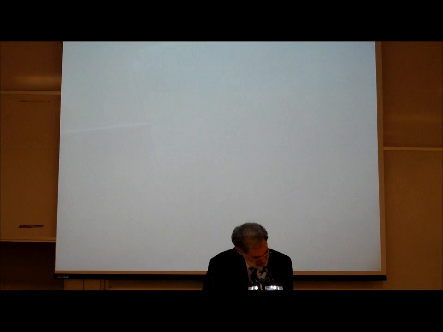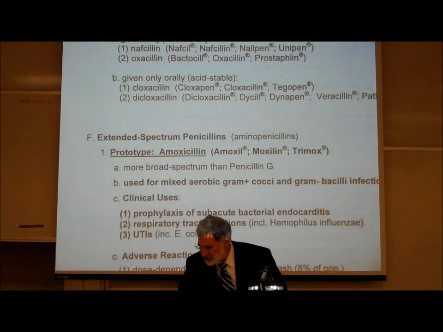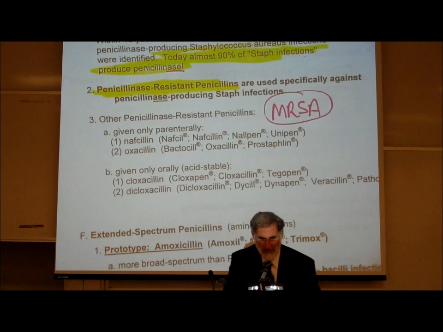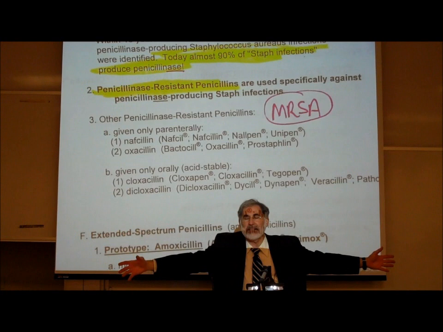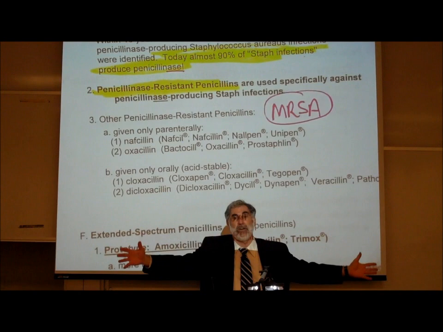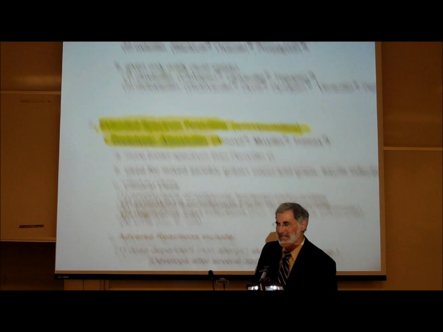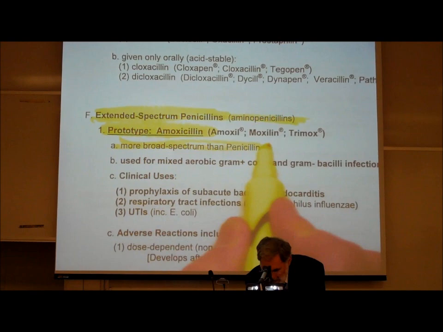All right, now, I'll go just a drop further. Back on page P7. So remember we had talked about how they could take this house and garage and modify the side chain? So they modified the side chain some more, and they found that they were able to extend the spectrum of action so that the penicillin would be effective against a broader spectrum of bacteria. These are called extended spectrum penicillins or aminopenicillins. And our prototype that you should know is amoxicillin. So amoxicillin has a broader spectrum of action than penicillin G or V.